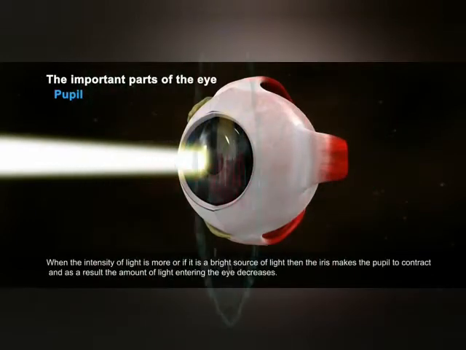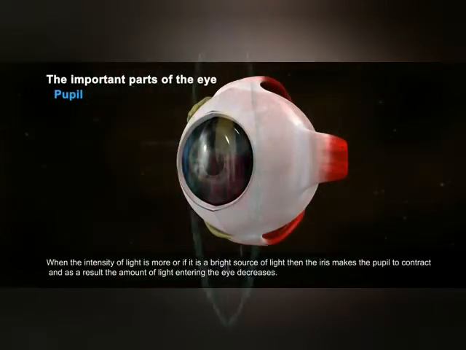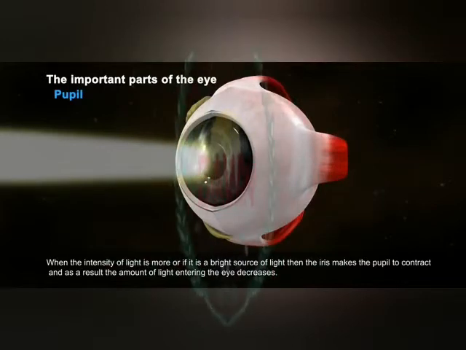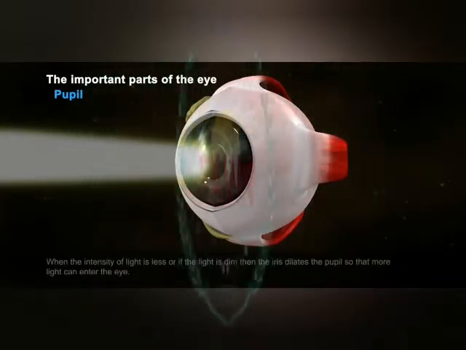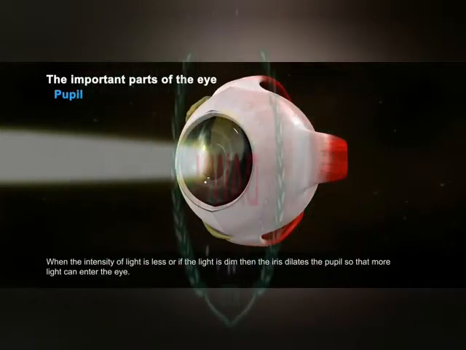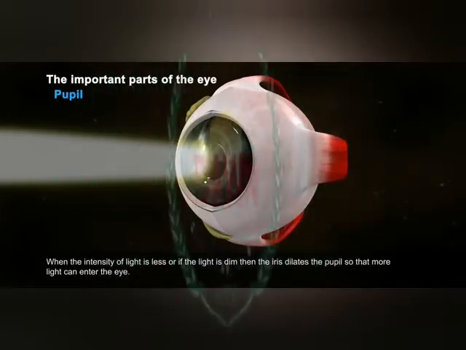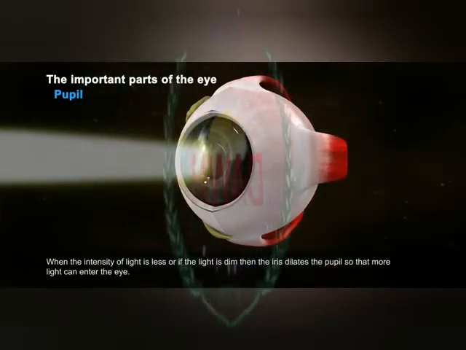When the intensity of light is more, or if it is a bright source of light, then the iris makes the pupil to contract, and as a result the amount of light entering the eye decreases. When the intensity of light is less, or if the light is dim, then the iris dilates the pupil so that more light can enter the eye.